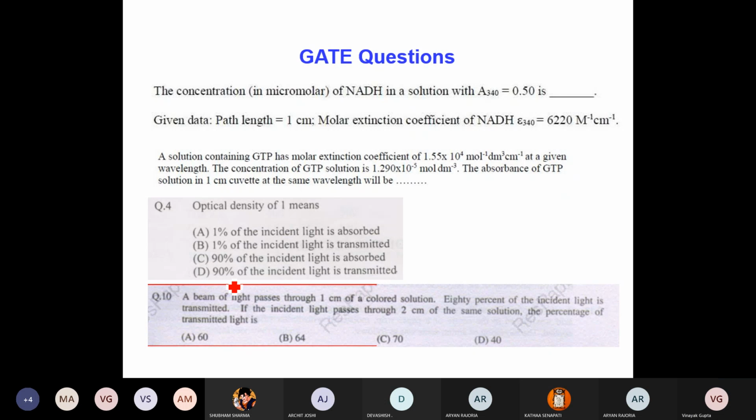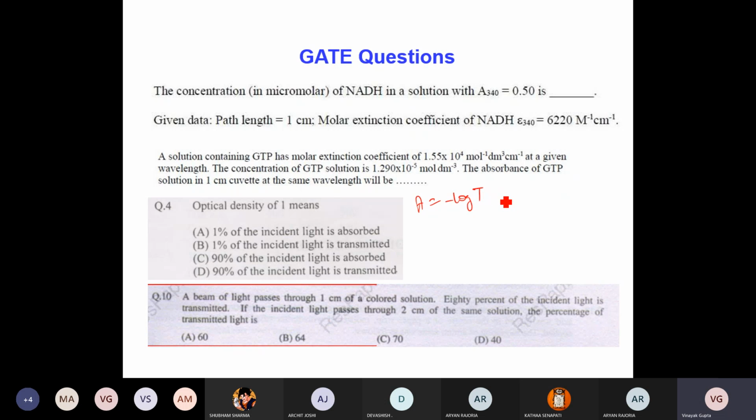Sir, 90%. Sir, I'm getting basically 10 I naught is equal to I for the fourth. So I don't know how to convert. Basically 90%, but I don't know whether absorbed or transmitted. Okay, so let's see this particular question. So basically, the relationship was A is equal to minus log I by I naught.